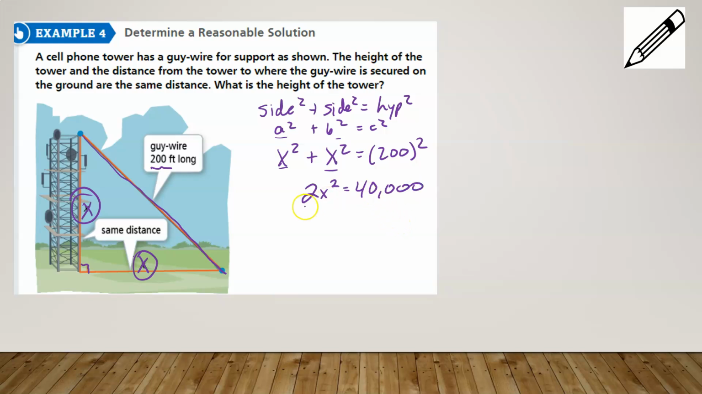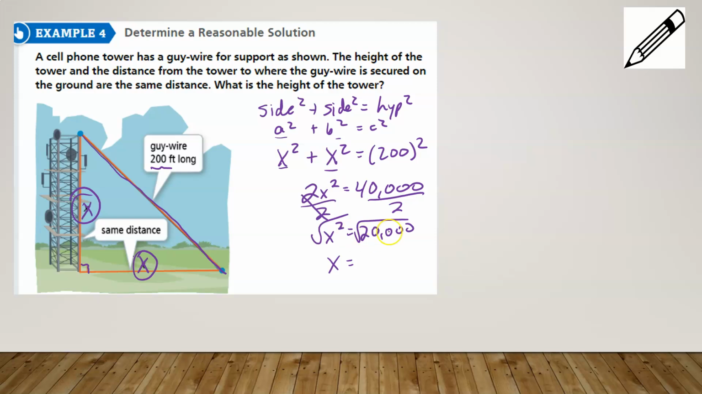Now we're going to solve like we learned today. We divide both sides by 2. We get x squared equals 20,000. And then we square root both sides. So I get x equals. Now, for this one, you will have one of these in your word problems, and they actually want you to simplify the radical. They do not want a decimal.